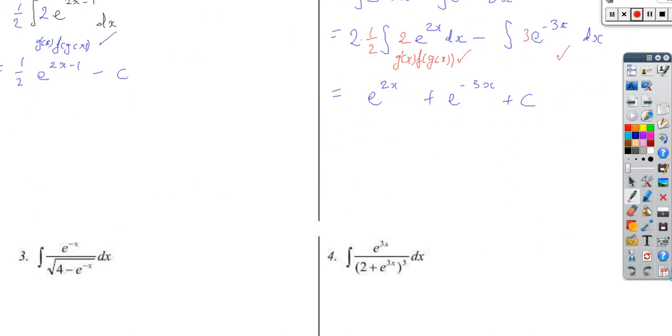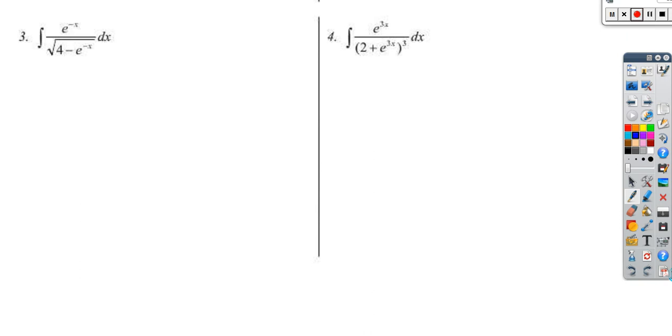Let's move down to these two questions. So here we'll want to get rid of the fraction. That's always annoying when we integrate fractions. So we'll rewrite it as a product times 4 minus e to the power of minus x to the power of negative a half. This is for the square root, this is for the 1 over dx.